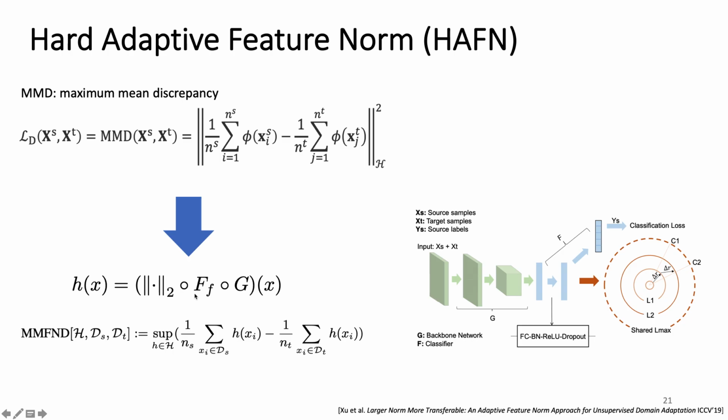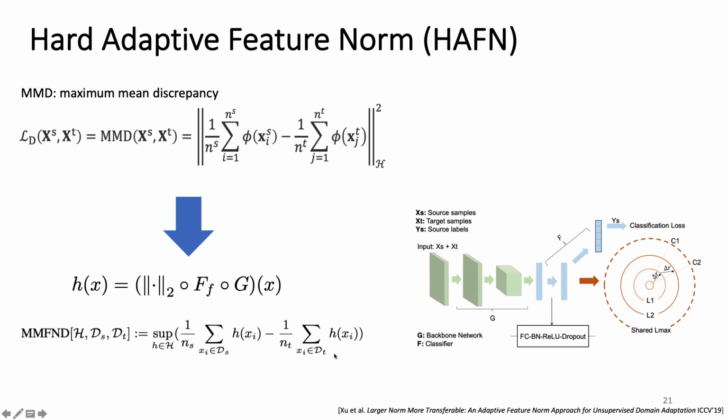But the difference is, first they take the L2 norm of the mapped data. So F and G basically are the mapping of the data. G are the lower layers, and F are the higher layers. So you map the data first, and then you take the L2 norm of that data. And then you sum over all the norms of all the mapped data samples in the source domain, and you take the mean over that.